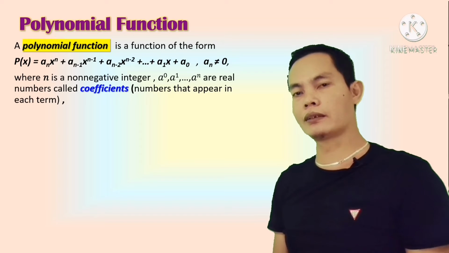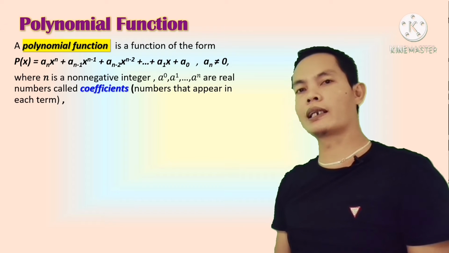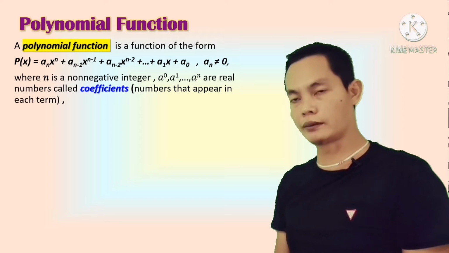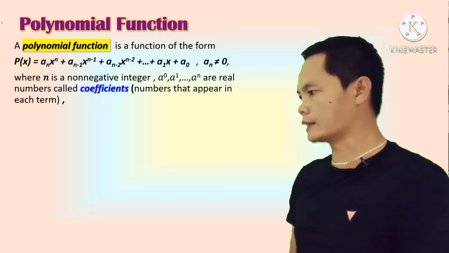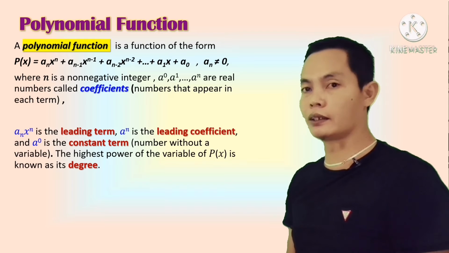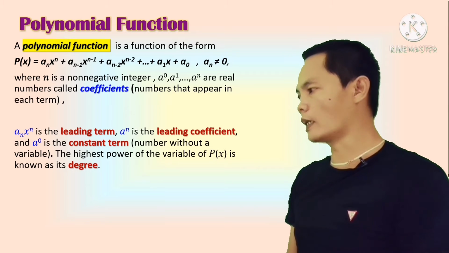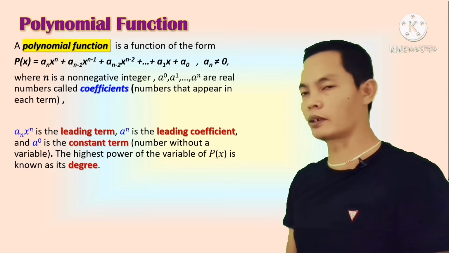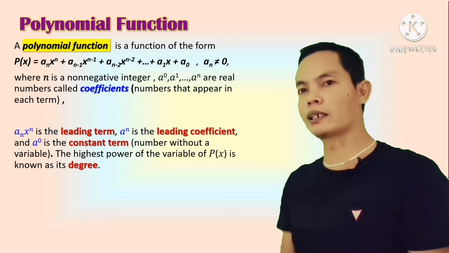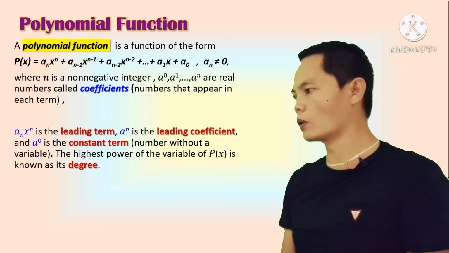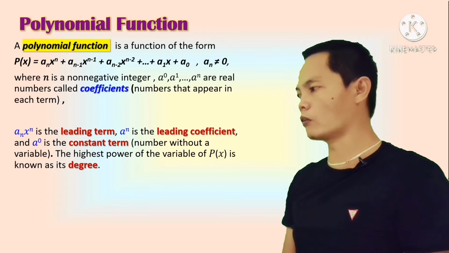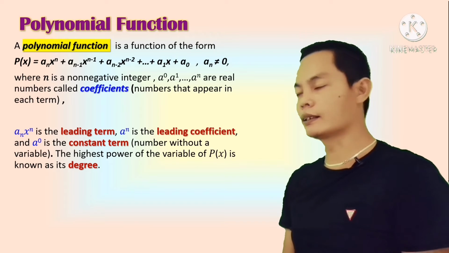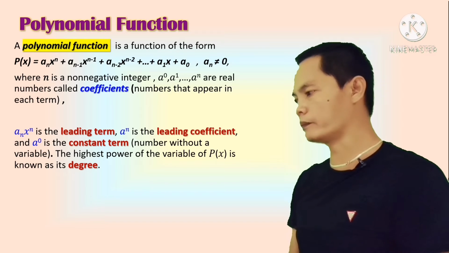So in all given polynomial functions, numerical coefficients are called coefficients. Variables are called the literal coefficient. A sub n, x to the n is the leading term. A sub n is the leading coefficient, and a sub 0 is the constant term. We don't see any variable, that is called a constant term or number without a variable. The highest power of the variable of p of x is known as the degree.